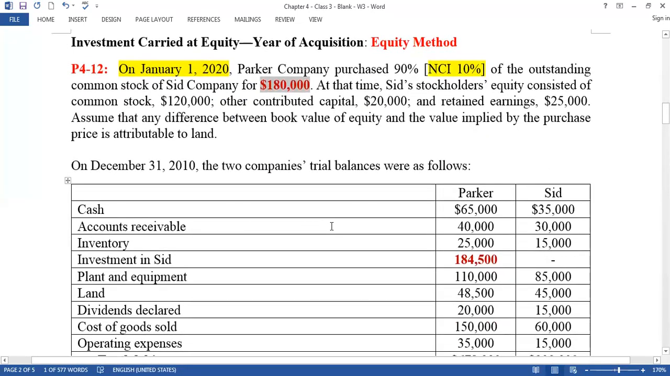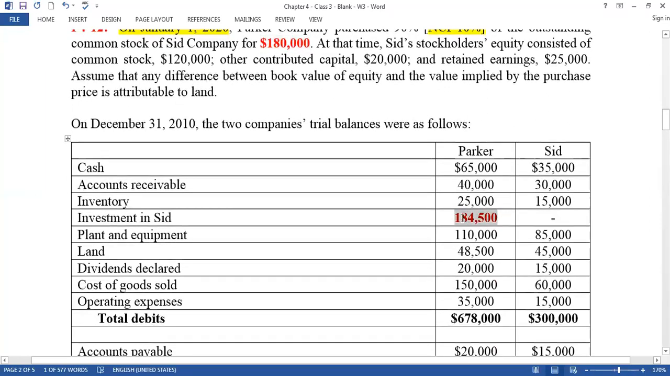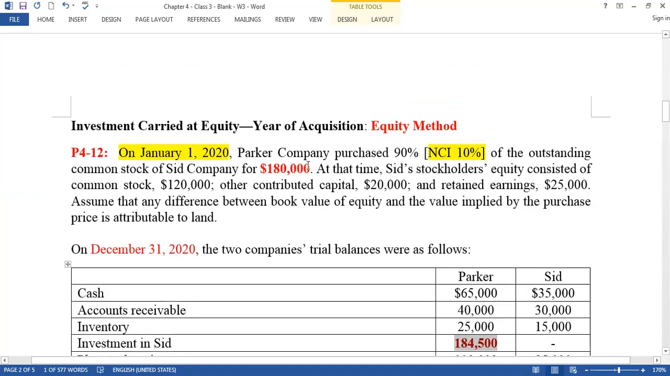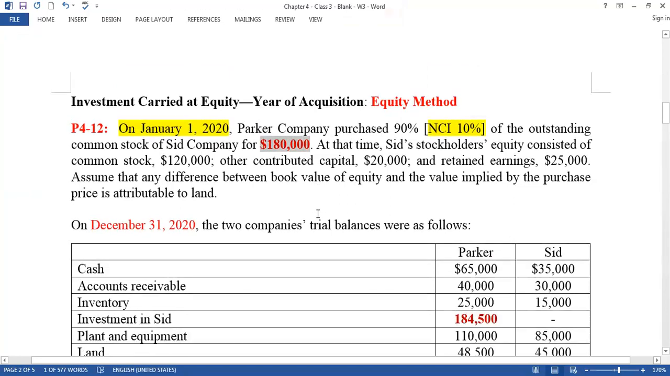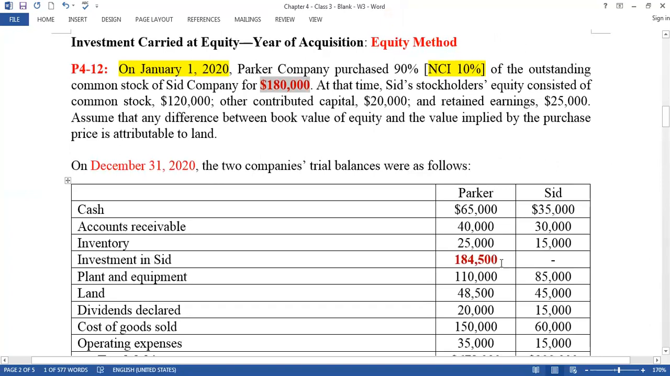However, we find that in the balance sheet or trial balance, we have another number for investment. So the investment in subsidiary according to the trial balance, at the end of the year, there is some mistake here. On December 31st, we have the ending balance, and we find that the investment is $184,500. But the initial investment is $180,000. So why are these two numbers different? These two numbers are different because of the equity method. Whatever net income, whatever net loss, whatever dividend you have, we adjust with the investment account.